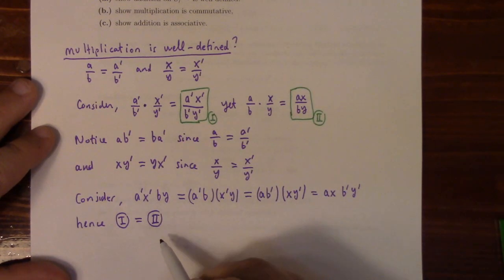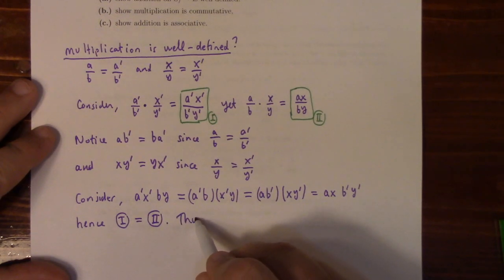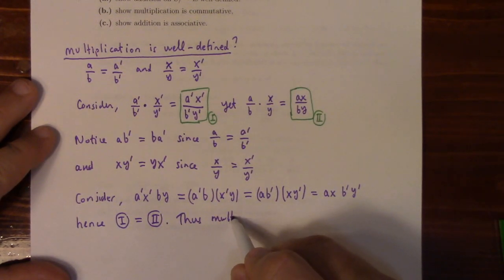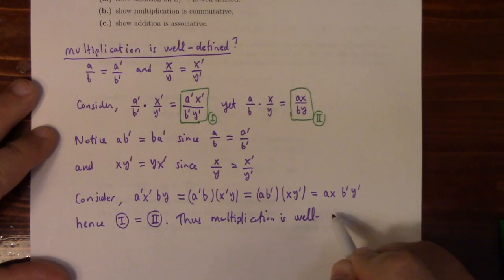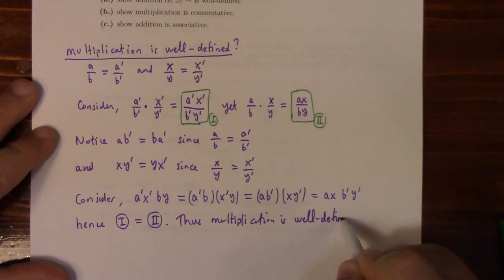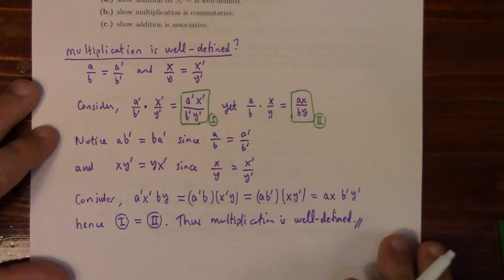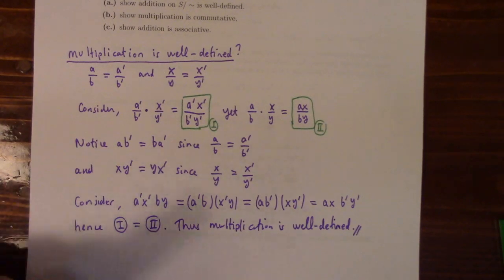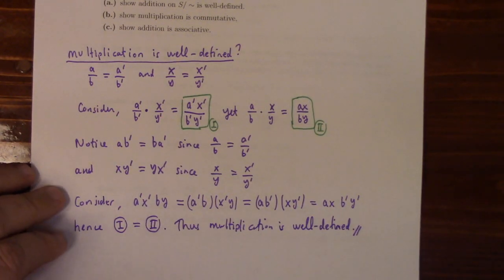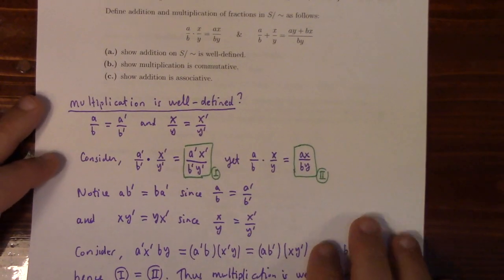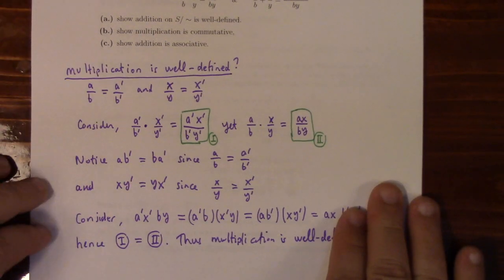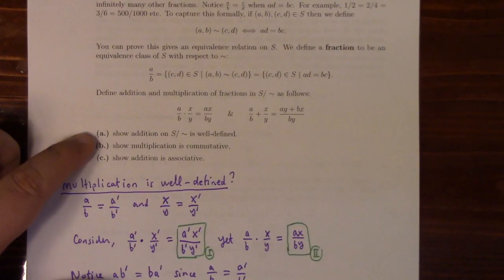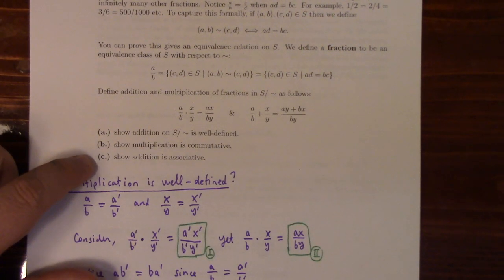All right, thus multiplication is well defined. So anytime we make a definition in terms of an equivalence relation, technically you need to show that that definition is independent of your choice of representative. All right? Okay, so anyway, just wanted to give you an example of a proof that's similar to your part A there. Now, showing multiplication is commutative and showing addition is associative should be relatively straightforward.